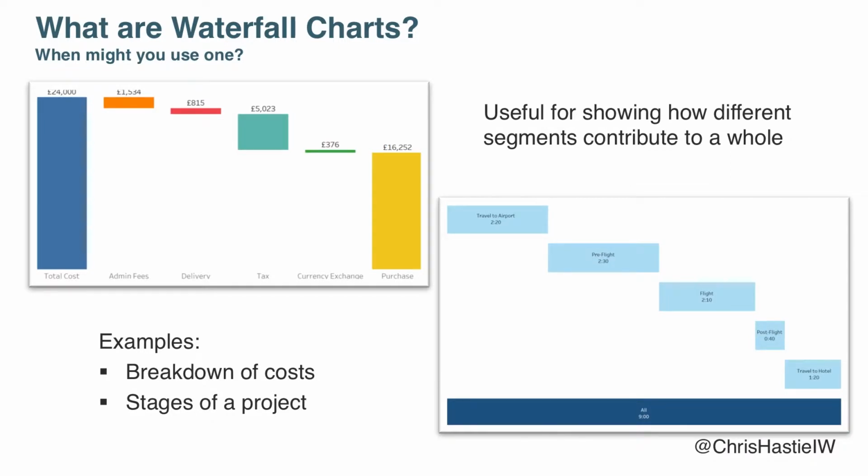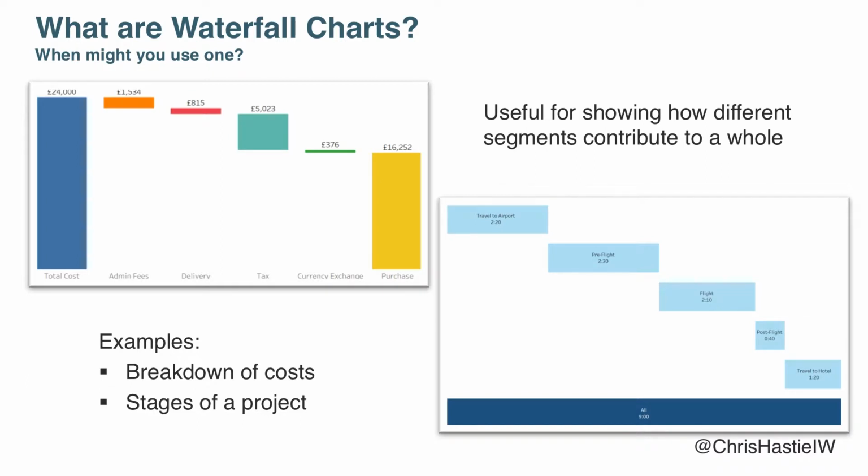So firstly, what are waterfall charts? I've got a couple of examples here. The main idea behind the waterfall chart is to break down individual segments of a data set and then show how each one contributes to the data as a whole.